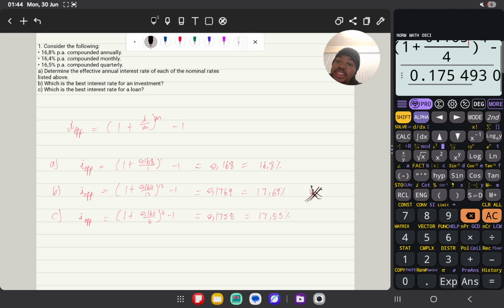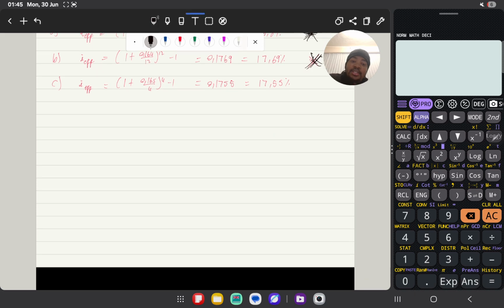And then, which is the best interest rate for a loan? Remember, if you took a loan and now you're going to pay someone back, you want a loan that's not going to charge you too much interest. So you want the lowest interest rate possible. So this, in this case, is going to be your answer, because it's the lowest interest rate we have here. If you took a loan, this is the value you're going to want. You know what I'm saying?